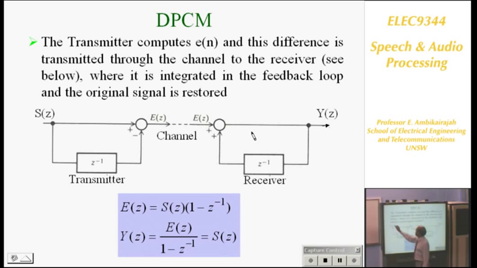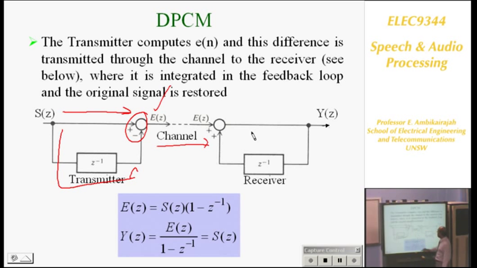This is your transmitter. Your signal comes in here, and you delay your signal and subtract them. So that's your error. You transmit it across the channel, and this is an FIR filter, and then you have a reverse filter, which is an IIR filter, which will cancel out these two, and you get your signal, what's here, back here. That's the ideal case. That's what I have written here. Why is that? What's in here is here. That's in the ideal case, okay?